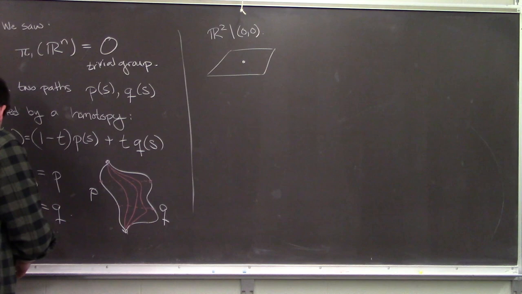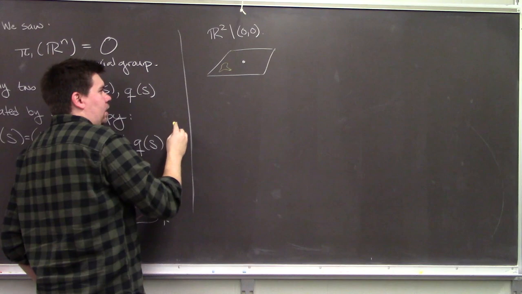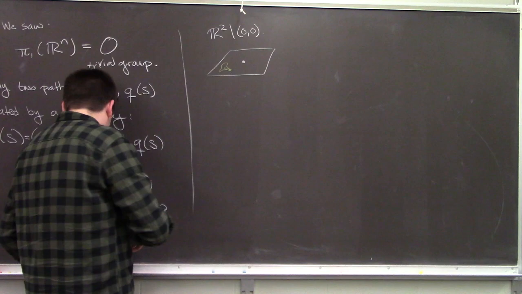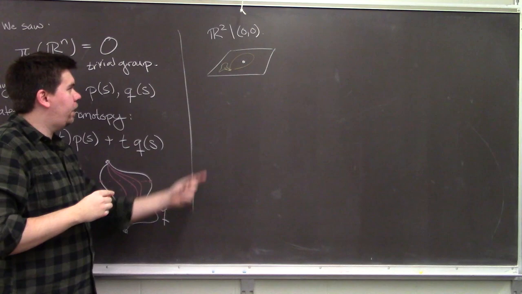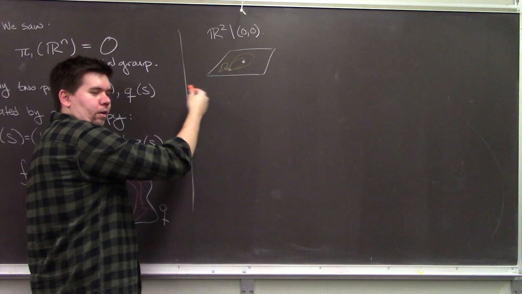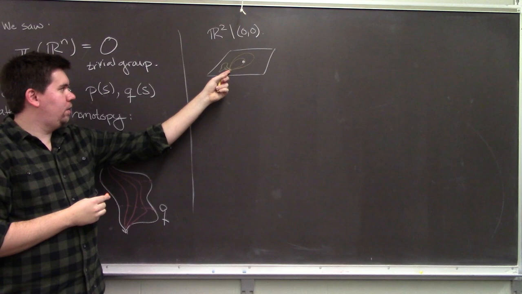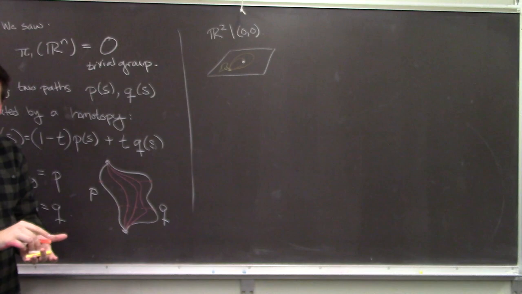If I have a loop that avoids that point, then I can just homotope it down to the constant loop. So that's not very interesting. But I might instead have a loop that goes around here once. And now I can't homotope it to the constant loop, because as you try and pull it down, it gets stuck. I can't go through that missing point. So I have at least two kinds of guys, something that doesn't go over the point, and something that goes around the point once. Is there a third kind of element in there?